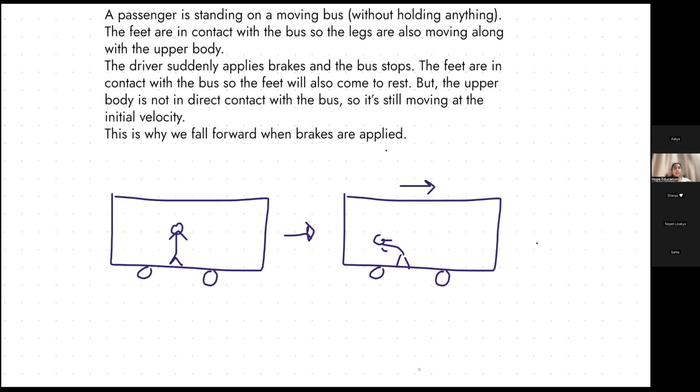Your upper body thinks that the bus is still at rest. The upper body is not moving but the legs move forward because the bus is moving forward. You feel like you're falling backwards. Is that clear?